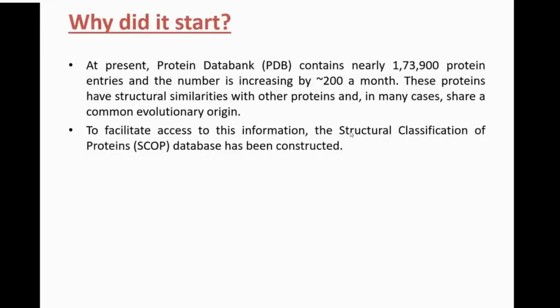Why did it start? At present, the Protein Data Bank (PDB) contains nearly 173,900 protein entries, and the number is increasing by approximately 200 a month. These proteins have a structural similarity with other proteins and in many cases share a common evolutionary origin. To facilitate access to this information, the SCOP database has been constructed.